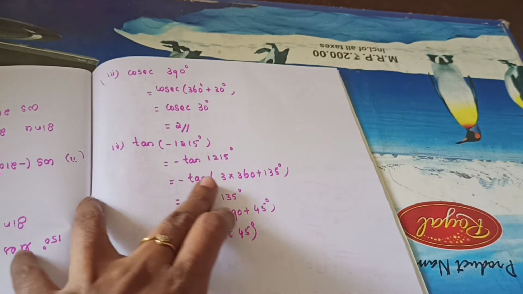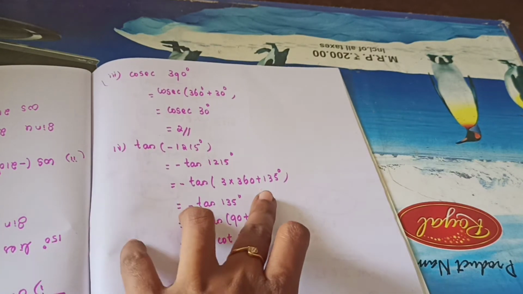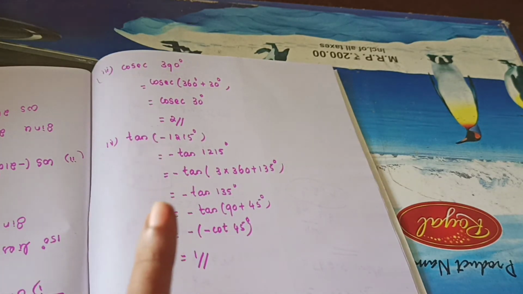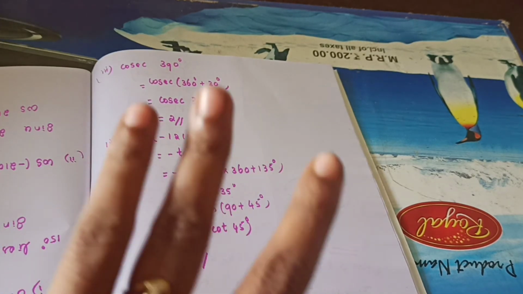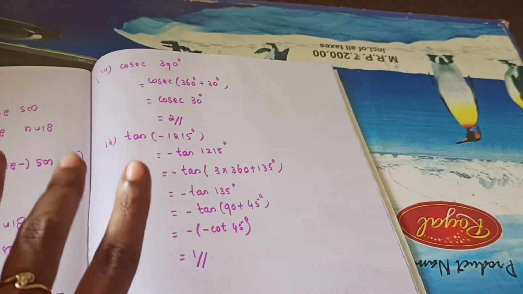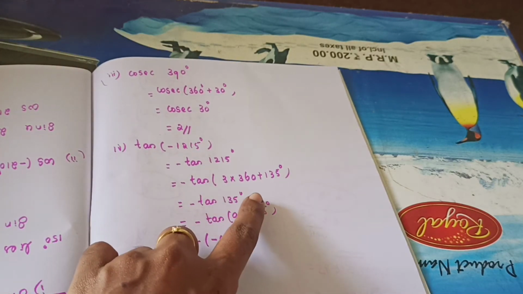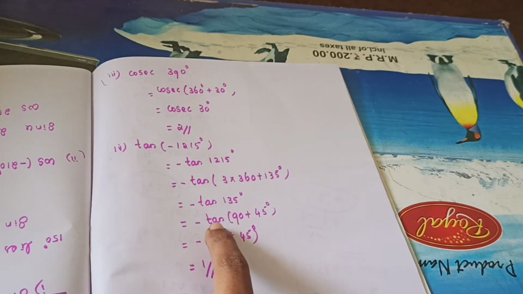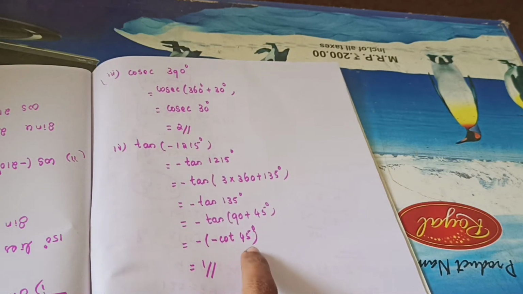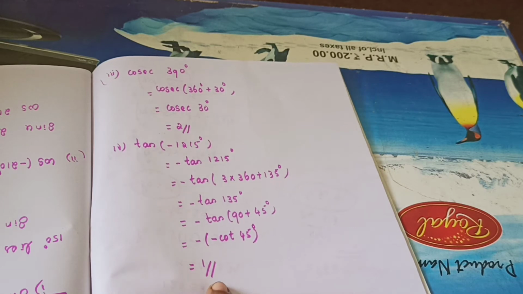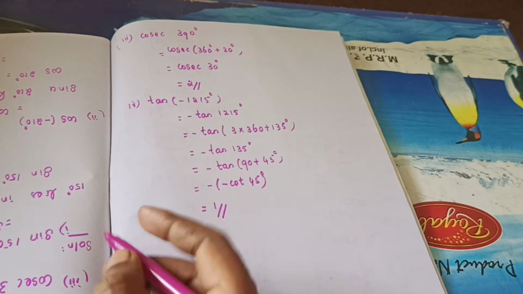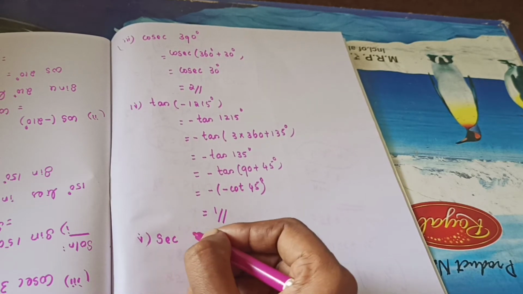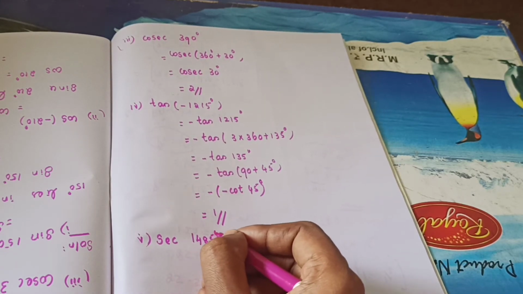So you need to split it as 3 into 360 degree plus 135. Keep in mind, the theta value must be 30 degree, 45 degree, 60 degree, 90 degree. The reason is we know that much value alone. So again you need to split this as 90 plus theta. So tan of 90 plus theta is minus cot theta. So minus into minus plus. So you will get 1. Okay. Then next one, last one. Secant of 1485 degree.